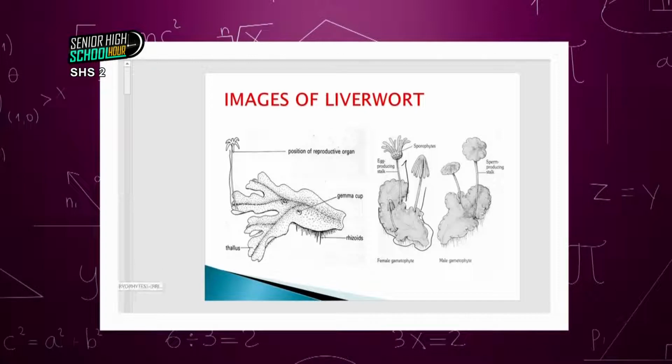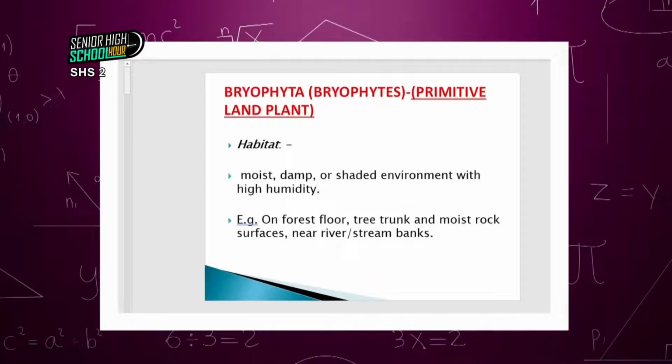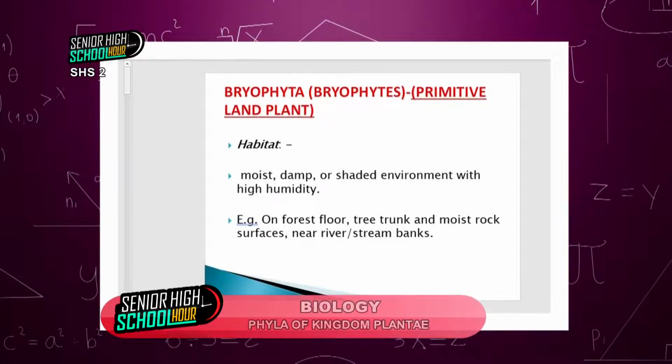So let's go on. So with this idea, let's start with the Bryophyta. First, they live in damp or moist environments. The place has to be moist. So if you live in a dry place, I'm sorry, you hardly see such organisms. Then when you go to a thick forest, on the base or the foot of tall trees, near river or stream banks, or even on moist rocks, you will see these organisms.